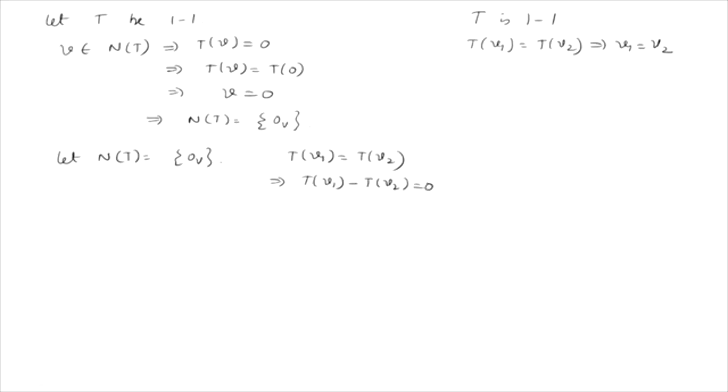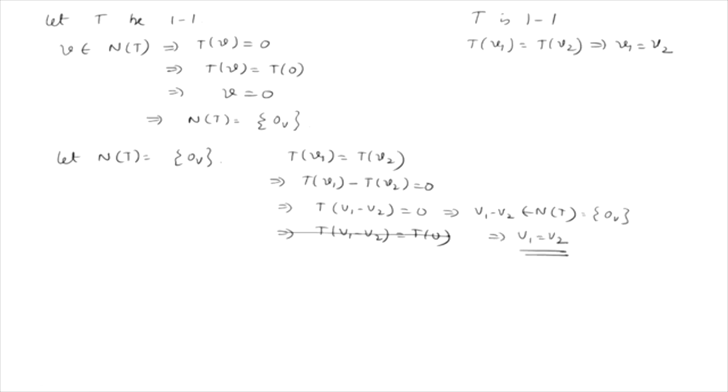You can add the additive inverse of T(v2) to both sides. Now we know that this is equal to T(v1 minus v2) = 0. This implies T(v1 minus v2) = T(0). Anyway, this is not required. Now T(v1 minus v2) = 0, so this implies v1 minus v2 is in the null space of T, and the null space of T is the singleton {0_V}, so this implies v1 = v2. So we have shown that T is 1 to 1 if and only if the null space of T is the singleton {0_V}.